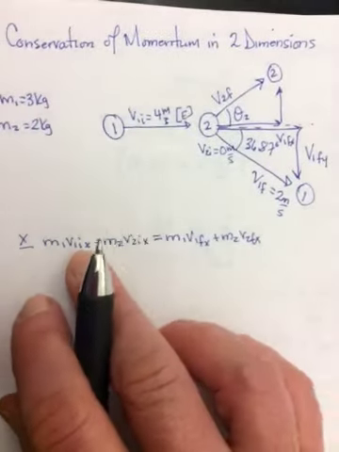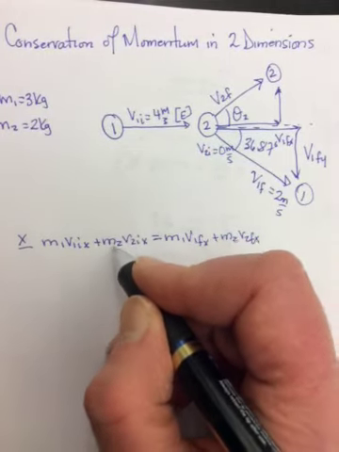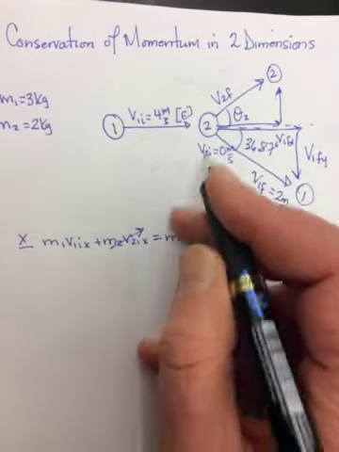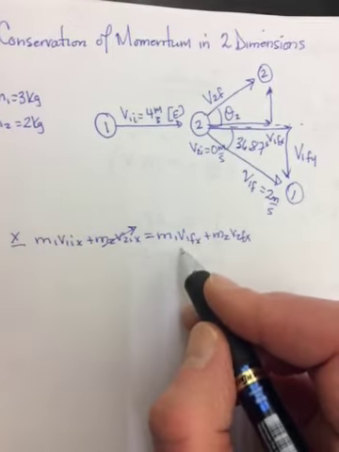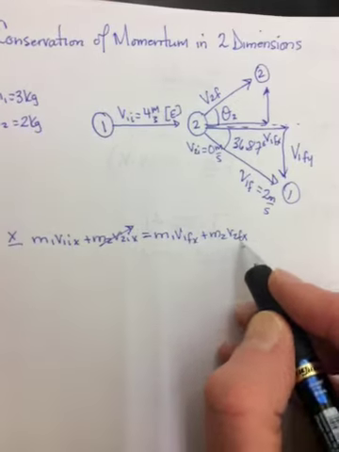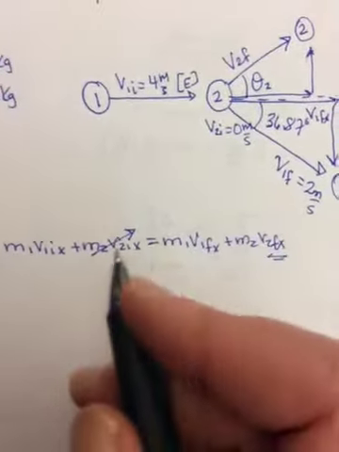And then once you have those 2 components, you can put them together to get your V2F. Okay, so in the x direction, V2 initial x is 0 because V2 initial isn't moving. You know V1 initial, you know V1 final x, you don't know V2 final x. That's the one you're solving for.